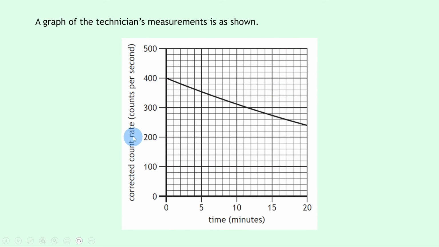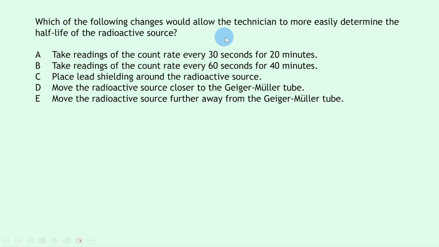So we've got corrected count rate in counts per second on the y-axis and time in minutes on the x-axis. And you can see we get this gradually decaying curve there. It then says which of the following changes would allow the technician to more easily determine the half-life of the radioactive source. So we've got take readings of the count rate every 30 seconds for 20 minutes, take readings of the count rate every 60 seconds for 40 minutes, place lead shielding around the radioactive source, move the radioactive source closer to the Geiger-Müller tube, or move the radioactive source further away from the Geiger-Müller tube.